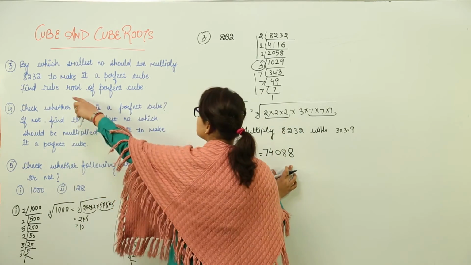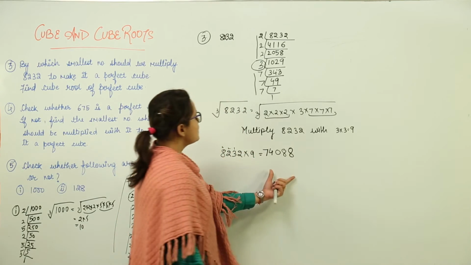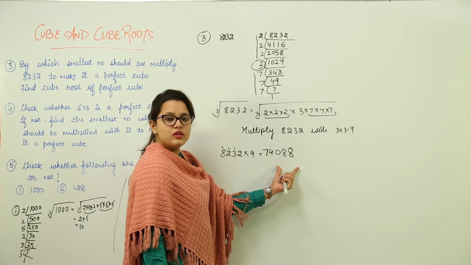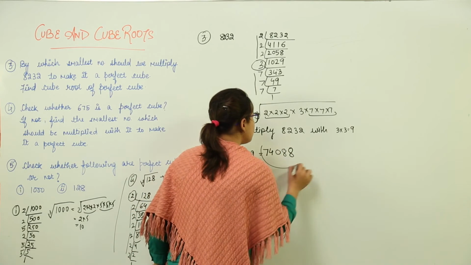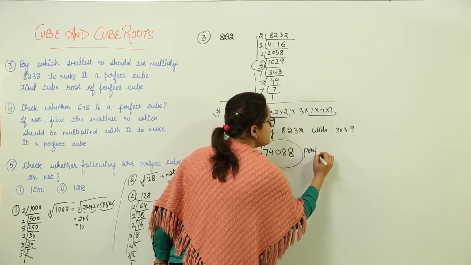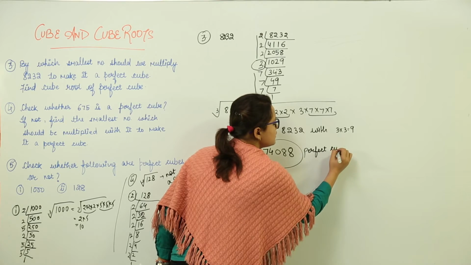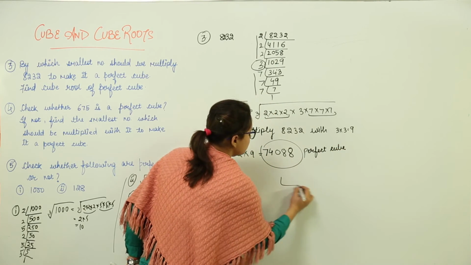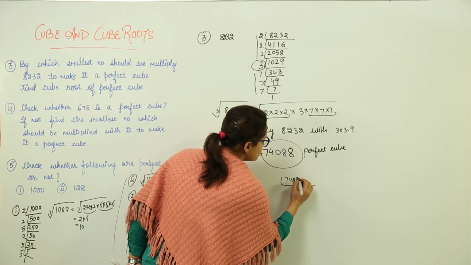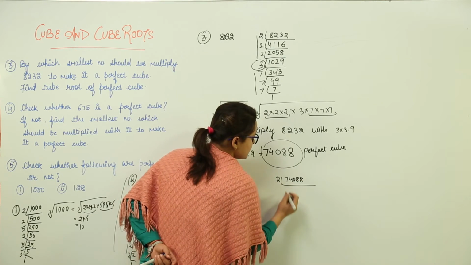Now the question also continues. It says you have to find the cube root of this perfect cube now. This is my perfect cube. I will have to find its cube root. Now how to find cube root? The same way we will do the factorization part. 74088, we will do the factorization.